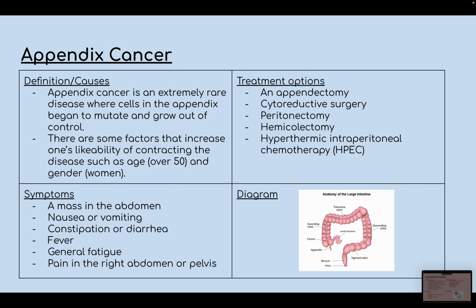And next we have appendix cancer. Unlike some of the other forms of cancer, appendix cancer is actually an extremely rare disease, where cells in the appendix begin to mutate and grow out of control. The causes of appendix cancer are mostly unknown, but there are some factors that may increase one's likelihood of contracting the disease, such as age and gender. Those over 50 are more likely to contract that disease, and women are also more likely to contract that disease.